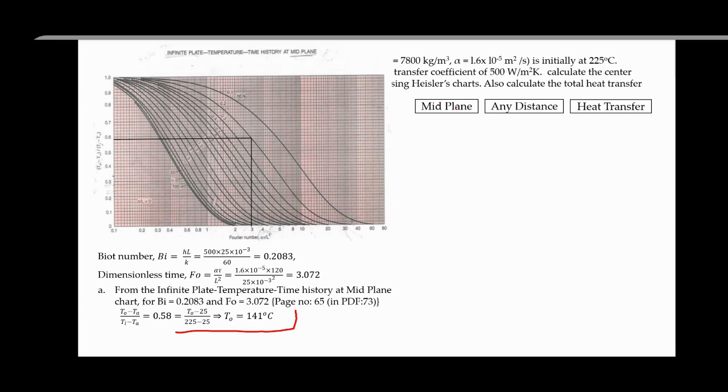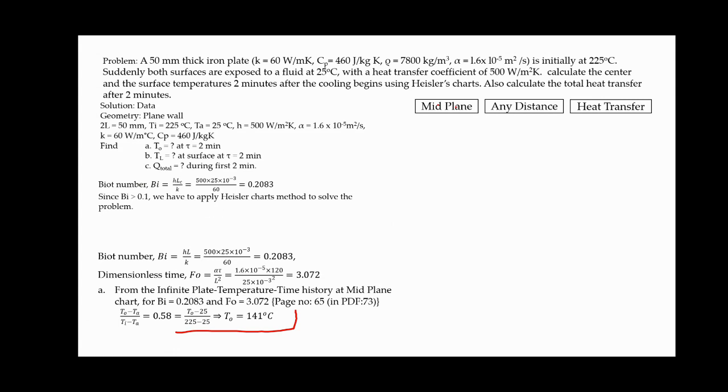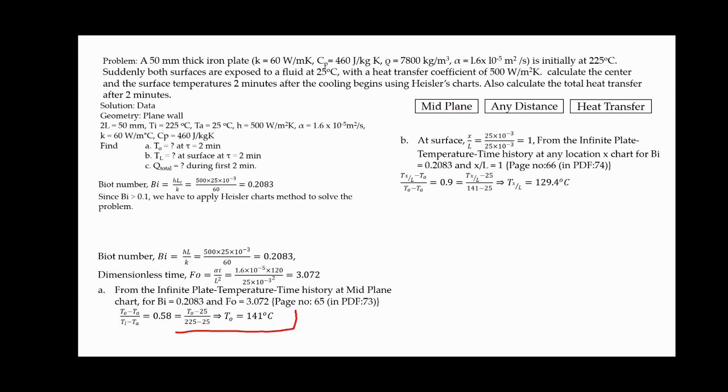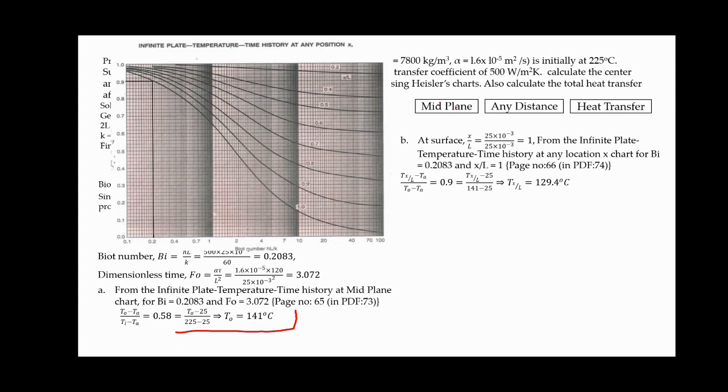Once we are done with this, now I need to find out the temperature at the surface. For that I need to use the second graph. So to find out the temperature at the surface, I need to find out x by L, the dimensionless distance. So x by L will be, again x as well as L in this case is same, that is 25 millimeters. So I'll get it as 1. And from the infinite plate temperature time history at any position x, I know x by L ratio as 1 and Biot number as 0.2083.